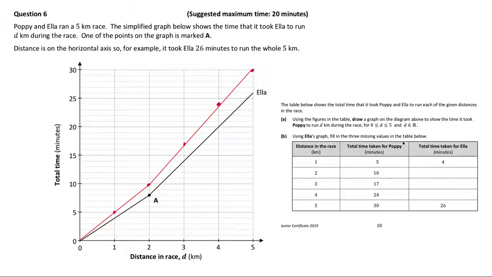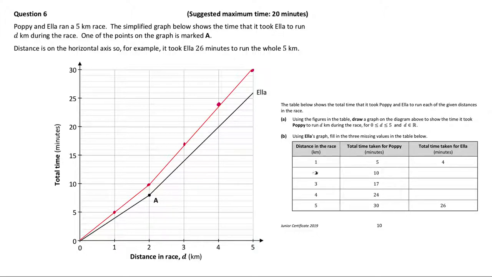So let's take a look at this now. At point 0, both Poppy and Ella are at 0 distance. Then as the distance increases, the time increases. So for Poppy, the graph is in red. At distance equal to 1, her total time is equal to 5. So I'm looking for that point on the graph and putting the point on the graph.